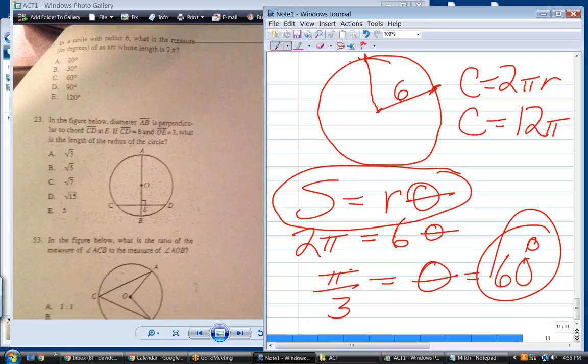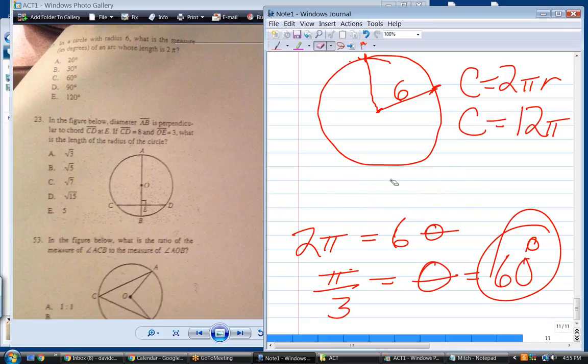So there's another way to do the problem. Let's say you didn't remember this formula. Well, you certainly remember this one. The circumference of the entire circle would be 12 pi. Well, they're saying that there's a part of that circumference that's only 2 pi. Well, what percentage of that is that? 1/6, right? Yeah. So we need 1/6 of 360 degrees, which would be 60 degrees.